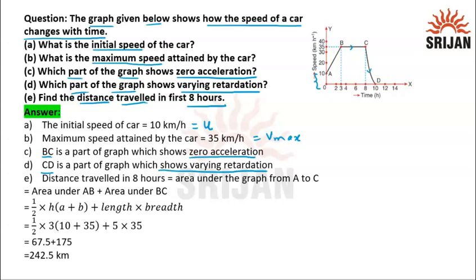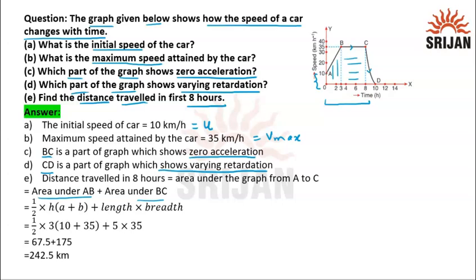Now the next part: we have to calculate the distance traveled in 8 hours. We know how we calculate the distance: it is the area under this graph. The area under this graph from 0 to 8 will give me the distance traveled in the first 8 hours, from 0 to 8 only, not the whole graph, from A to B and from B to C. So we are going to find the area under AB, which is a trapezium, and then the area under BC, which is a rectangle, because we have to calculate the distance from 0 to 8 hours only.